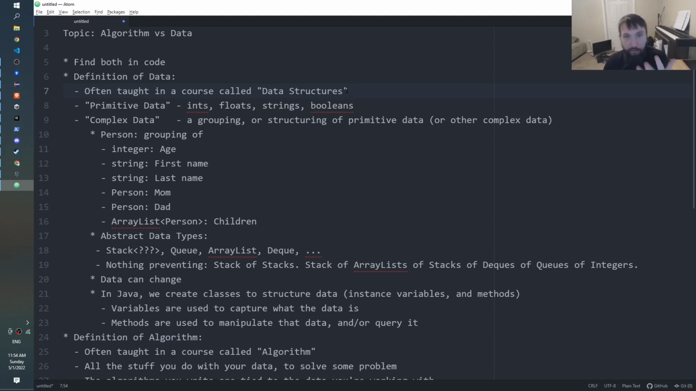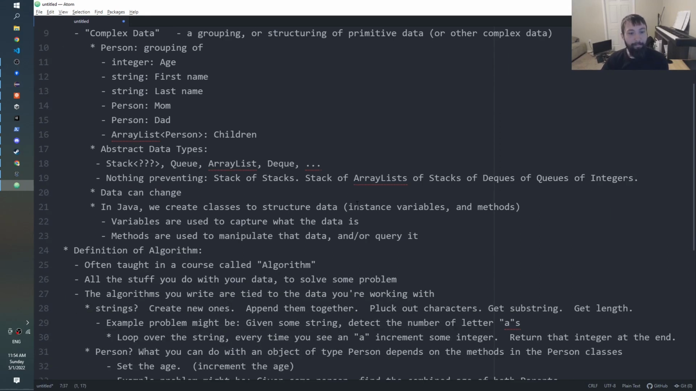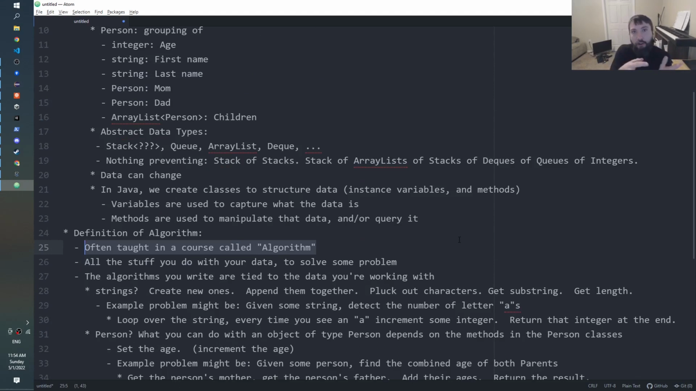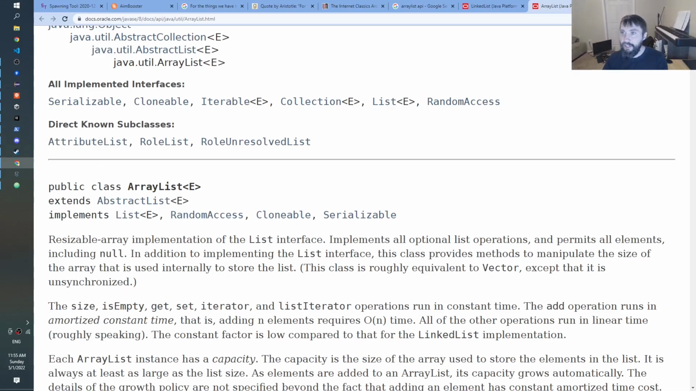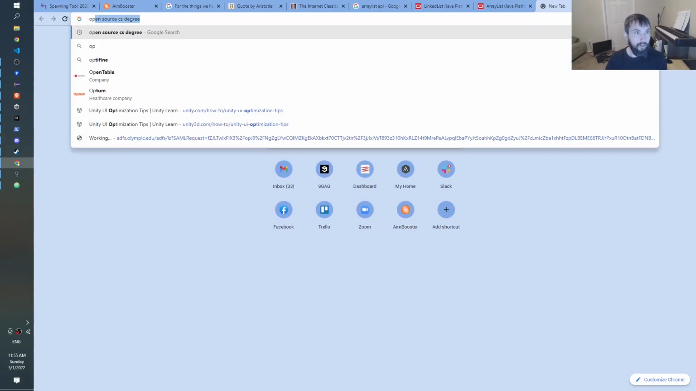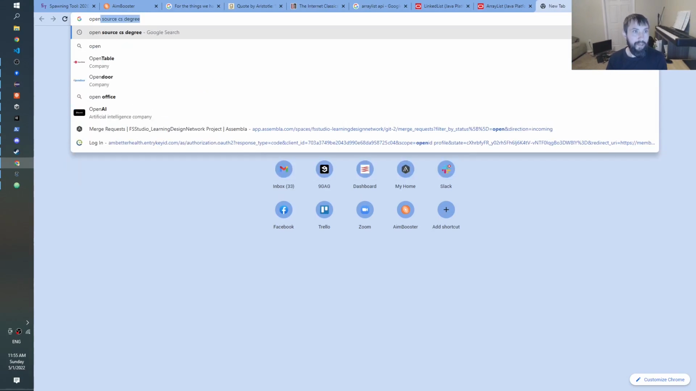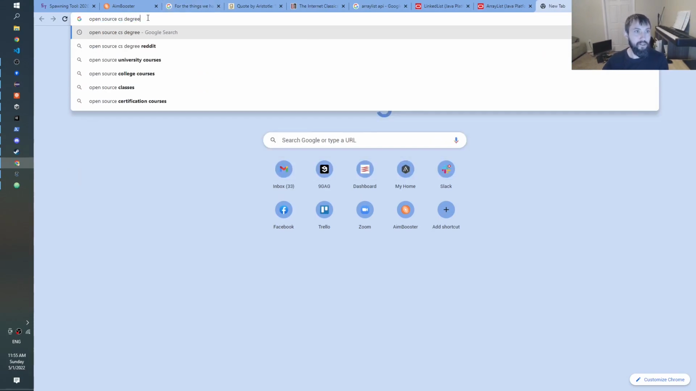Then if you're wondering about when should I use this data structure versus this other data structure, the subject you're interested in is called data structures. And oftentimes there are courses just called data structures. And if you're interested in how is this algorithm faster than that algorithm, then the subject you're interested in is called algorithms.